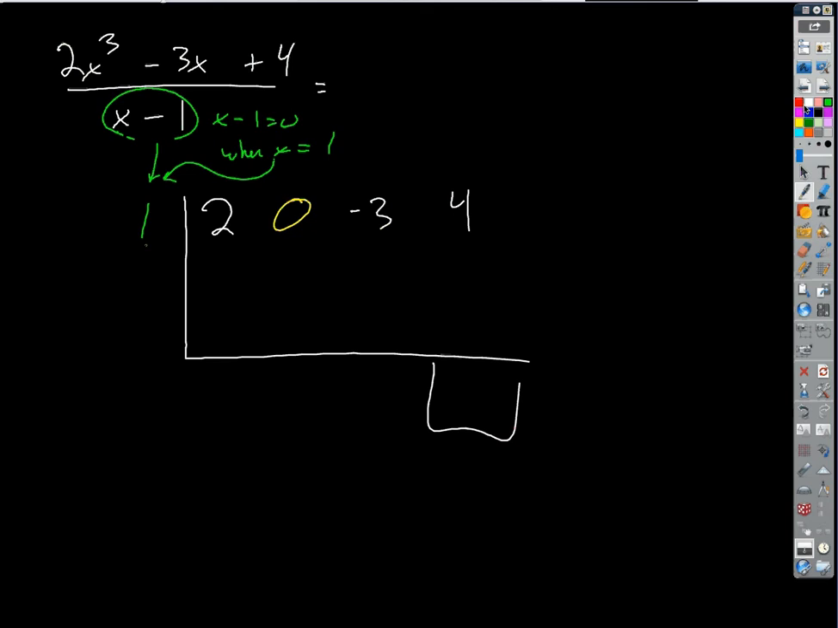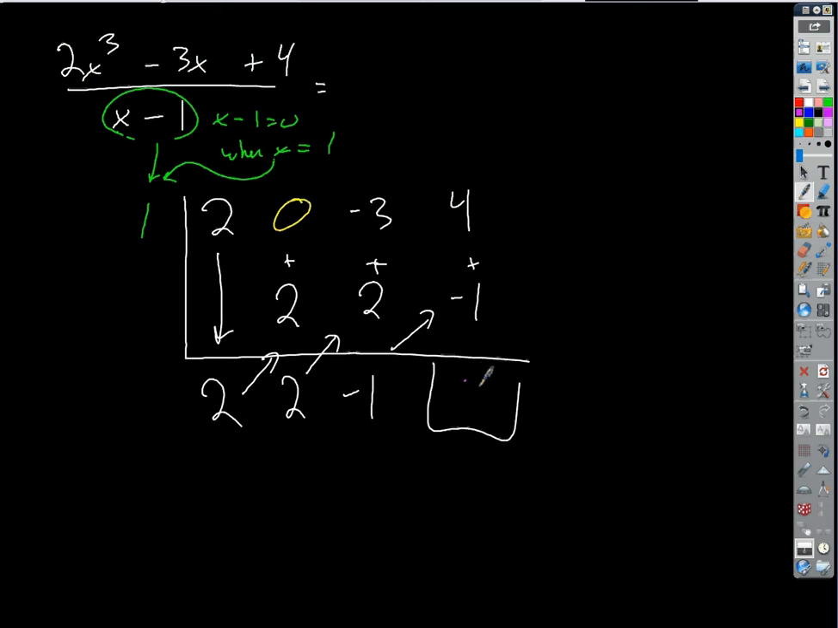Okay, now what? What do we do? What do I have to do first? You bring the first term straight down. Okay, I drop the 2 down. And then I multiply. 2 times 1 is 2, plus 0 is 2. What goes there? 2. Plus -3 is -1. Remainder is 3.